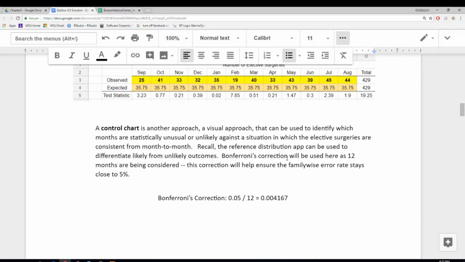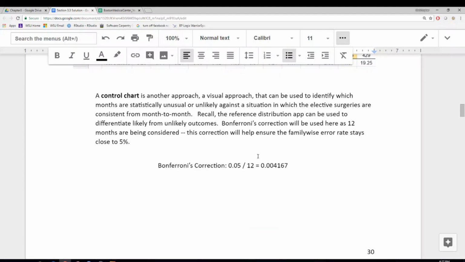Another thing that we could do is look at what's called a control chart. And this is just a visual approach to identify which months are statistically unusual or unlikely against the situation in which surgeries are consistent. Now I am looking at 12 different months here. So if I apply the Bonferroni correction factor, I'm going to take that 0.05 and divide by 12 there. Excuse me, I think we talked about that in section 3.1, not in 3.2.